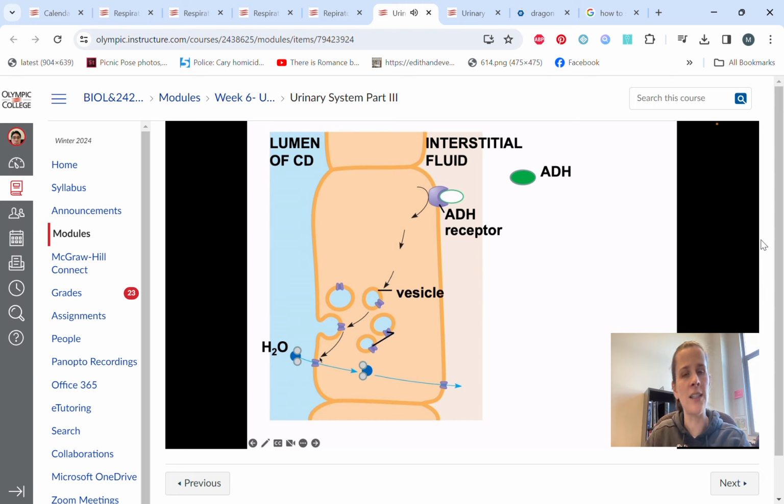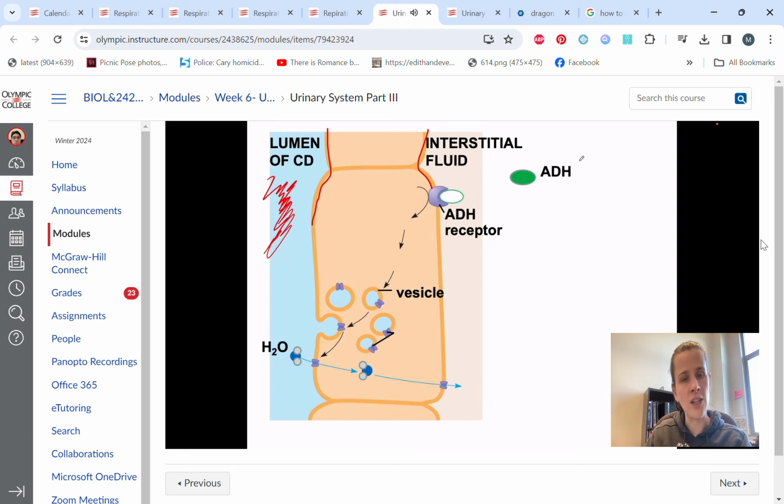So right here is our collecting duct epithelium. Right here would be our basal side. So over here is the basal side of our epithelium, and over here would be the apical surface of our epithelium that makes up the collecting duct. This area in here would be where we're holding the urine. Okay, once the filtrate hits the collecting duct, that is when we can officially call it urine.